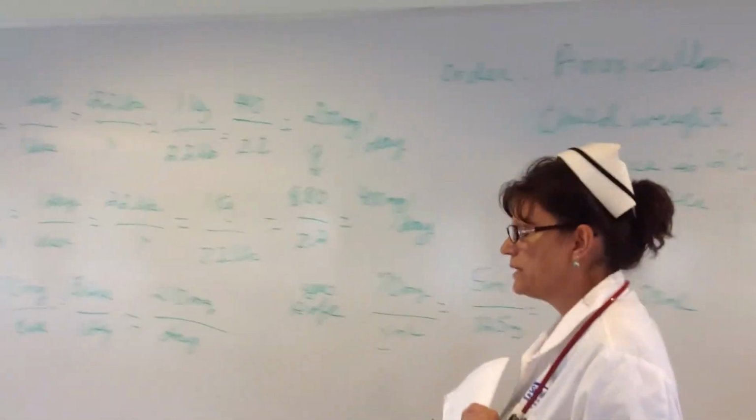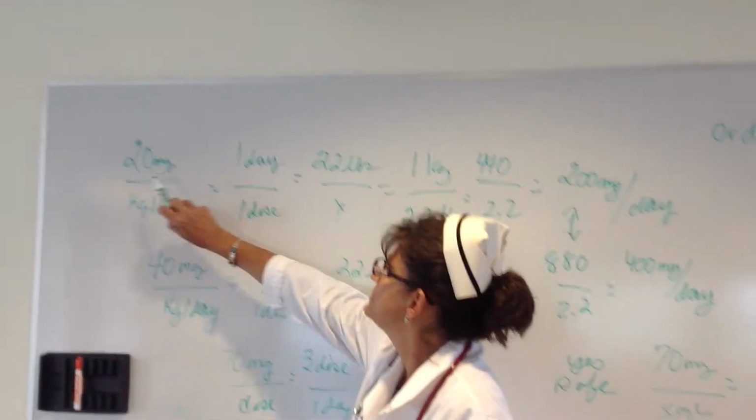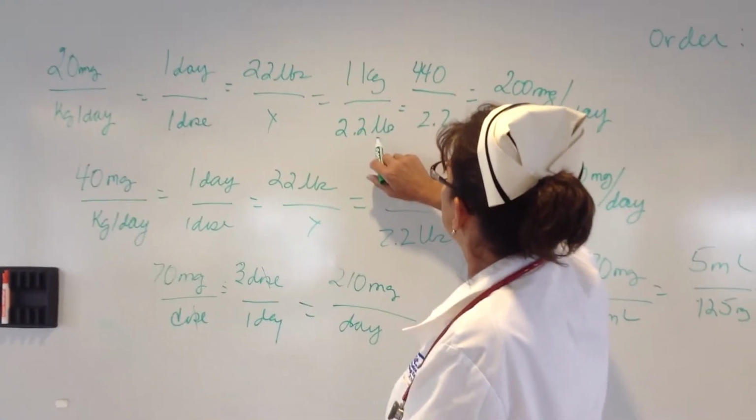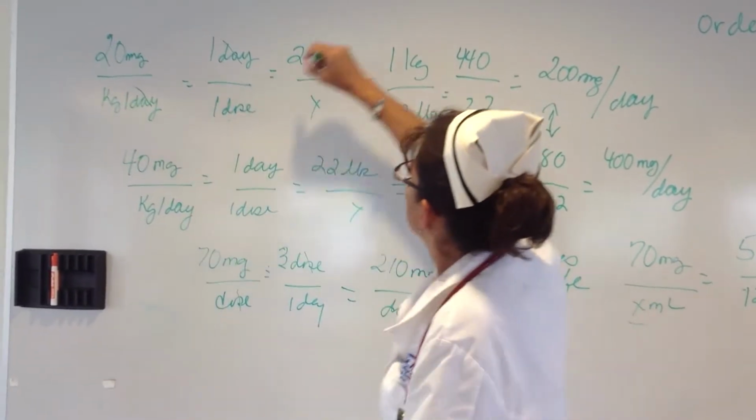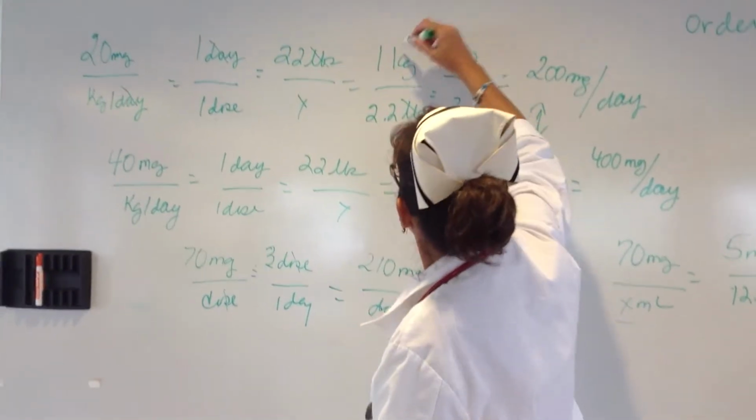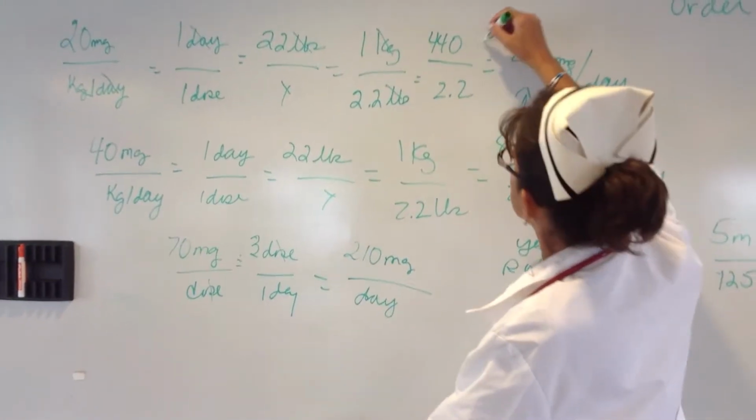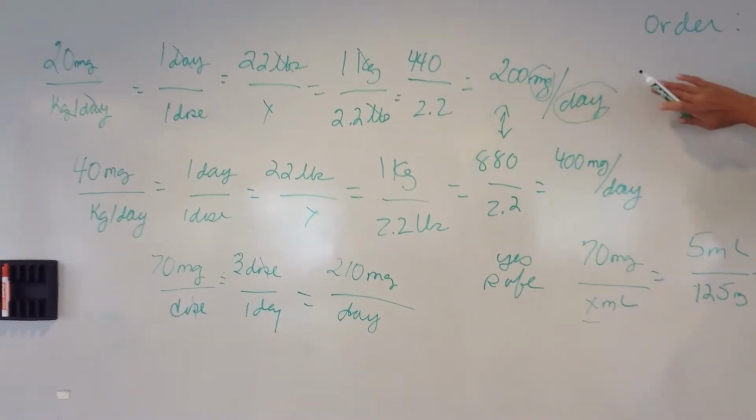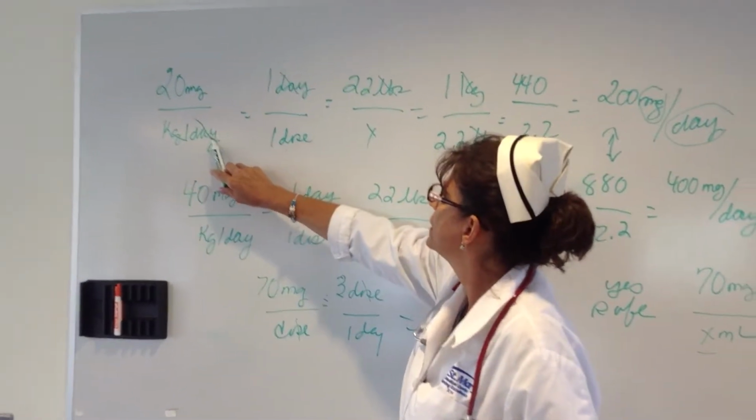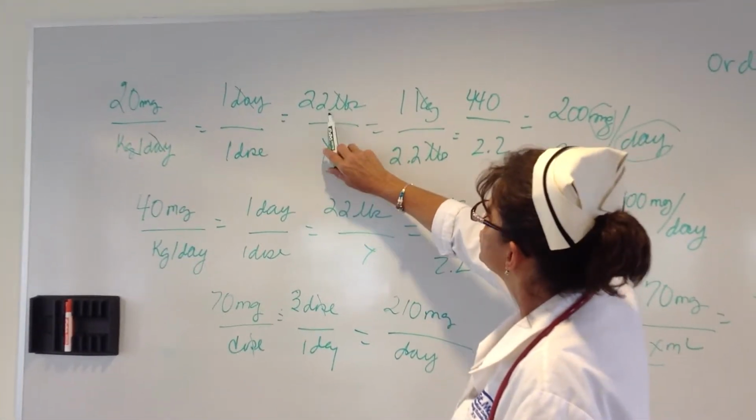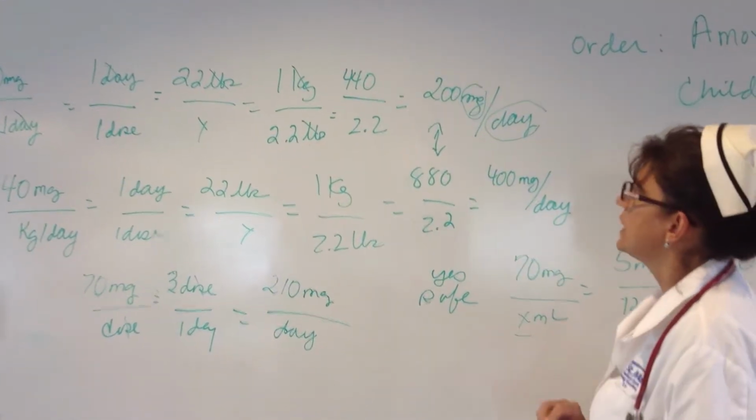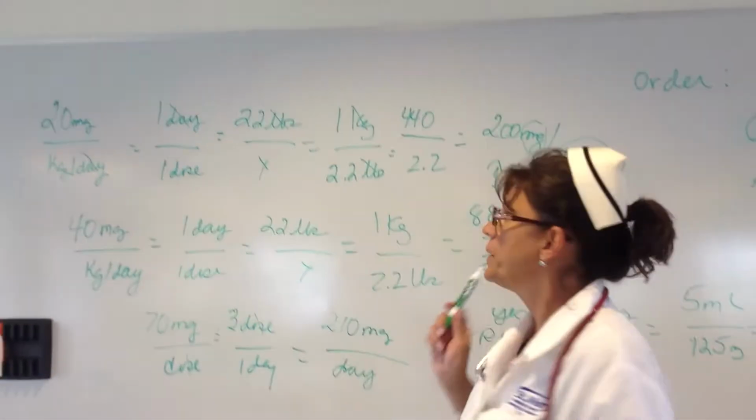Now let's go on over here, Professor McGarty, show how we figured this out. 20 milligrams per kilogram per day, this is the low dose. One day, one dose, because you're talking about per day, 22 pounds, 1 kilogram is 2.2 pounds. Let's start canceling some of these things out here. Pounds, pounds, kilogram, kilograms. So here it comes out to be 200 milligrams per day. You do your multiplication and your division, and you get 200 milligrams a day. That's the low end for this 22-pound child.